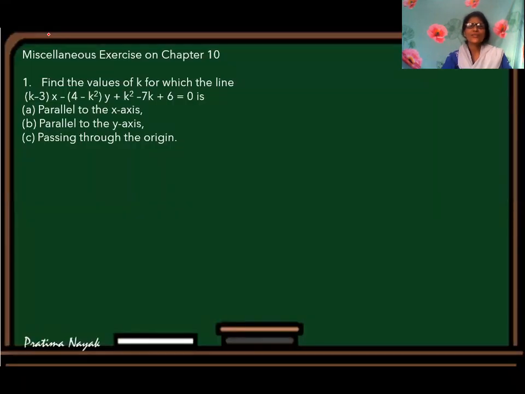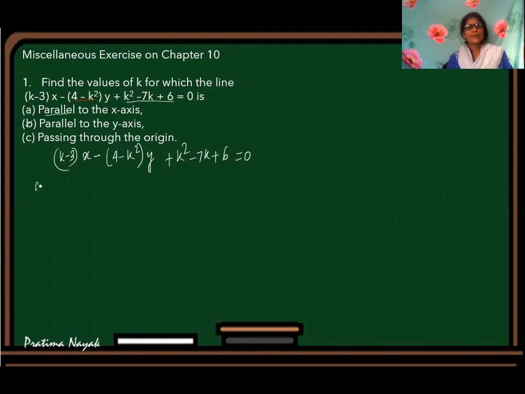Find the values of k for which the line (k minus 3)x minus (4 minus k square)y plus k square minus 7k plus 6 is 0. The conditions are: part 1, it is parallel to the x-axis; part 2, parallel to the y-axis; and last, passing through the origin. We'll go one by one.